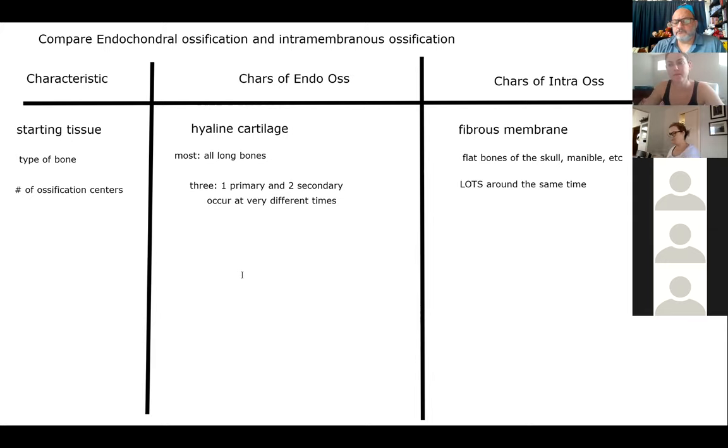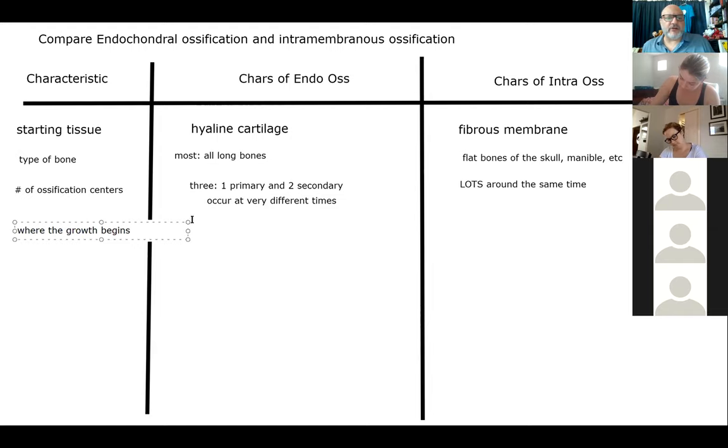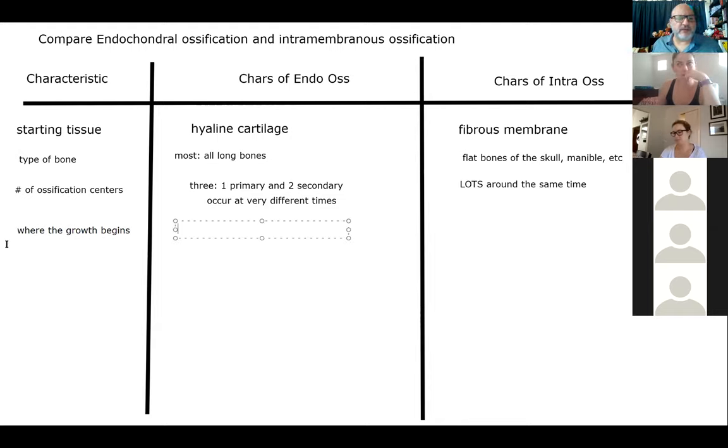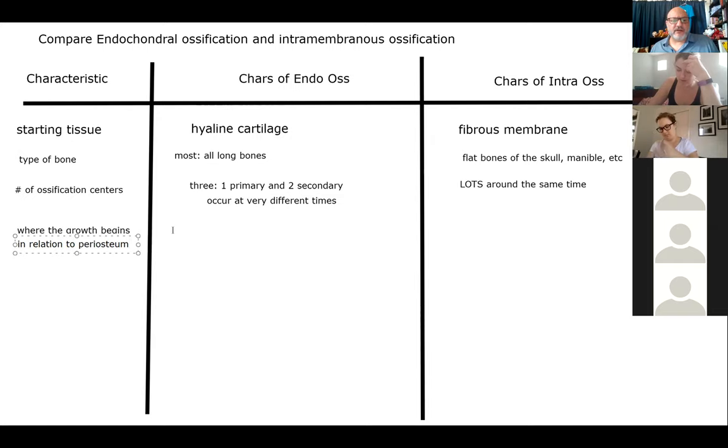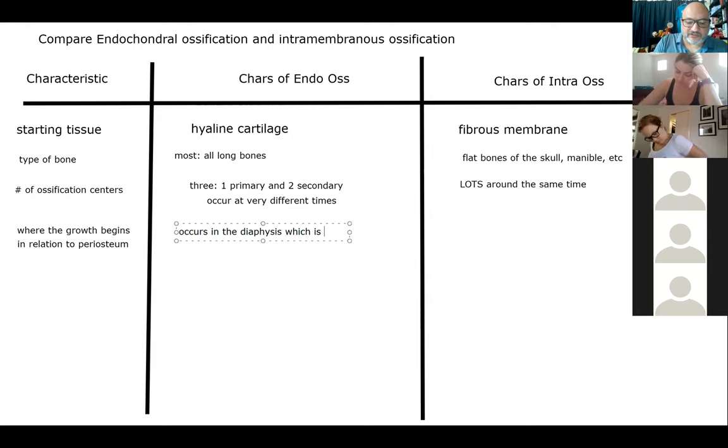Can we say expand tissue from within? Okay, endo. Yep, absolutely. So if you think about it, let's change that slightly: where the growth begins. With our endochondral ossification, you're right, it's in the center of the model. But let's say it this way: where the growth begins in relation to the periosteum. With our endochondral ossification, it occurs in the diaphysis, which is under the periosteum. So if you think about it here, the periosteum forms first.